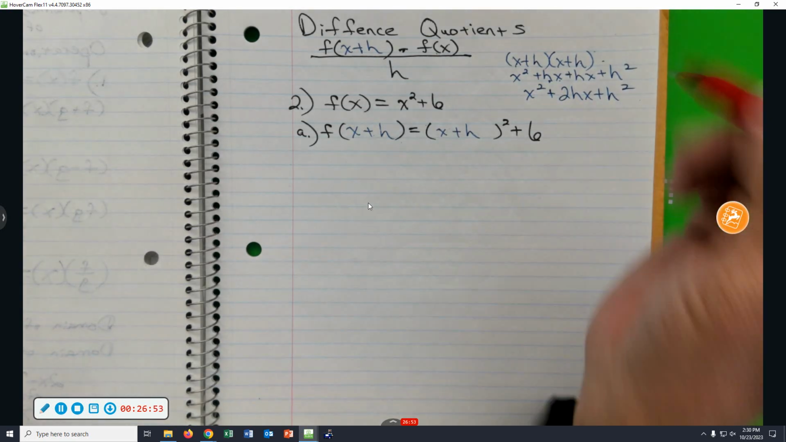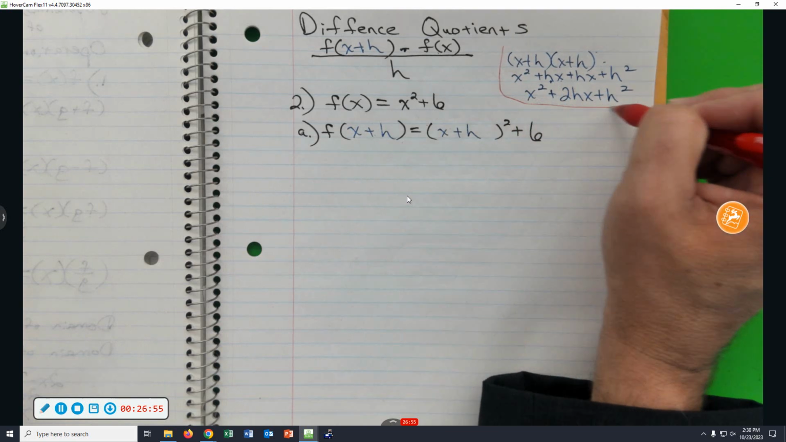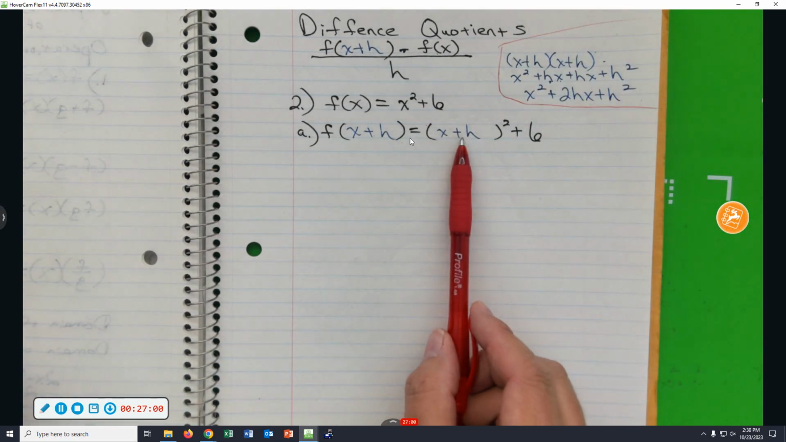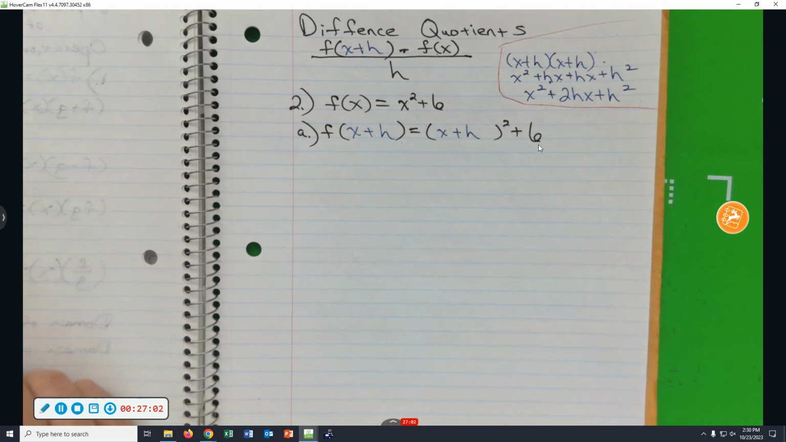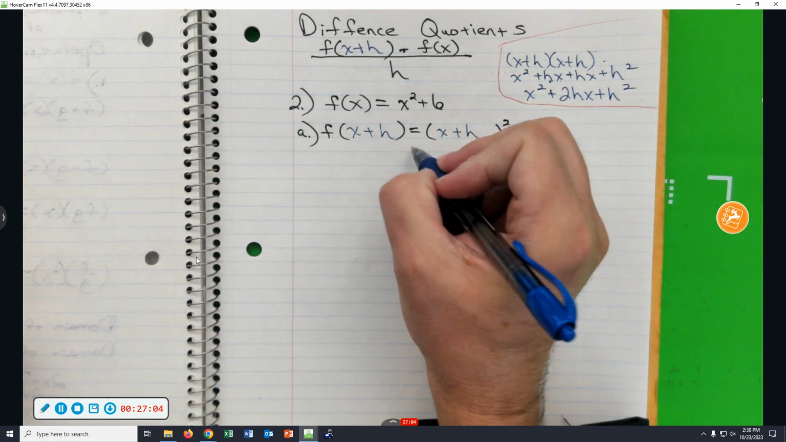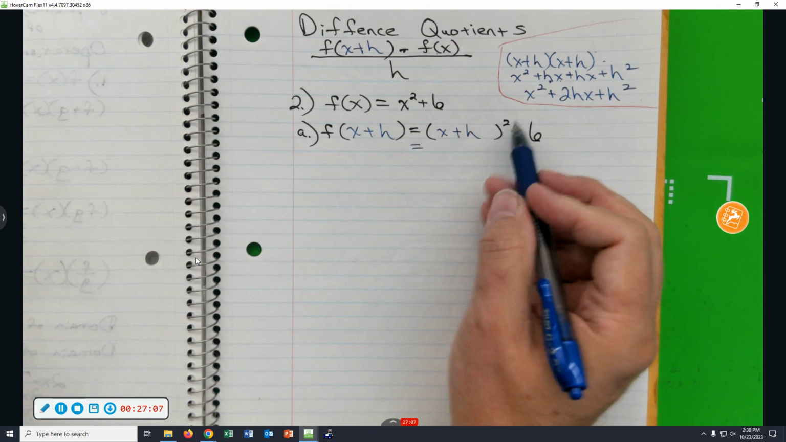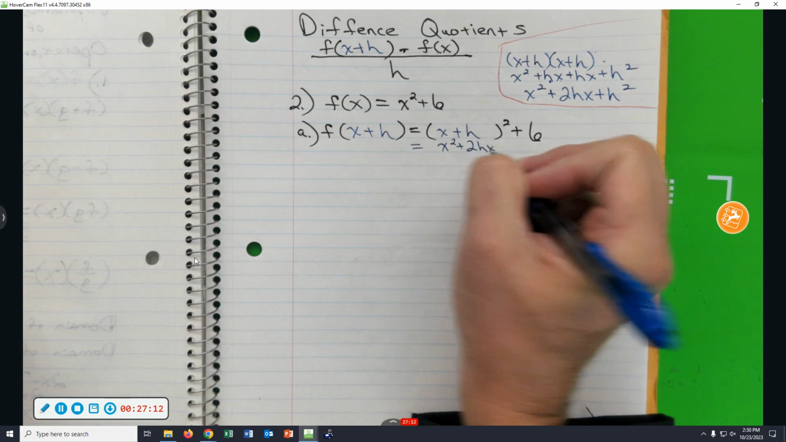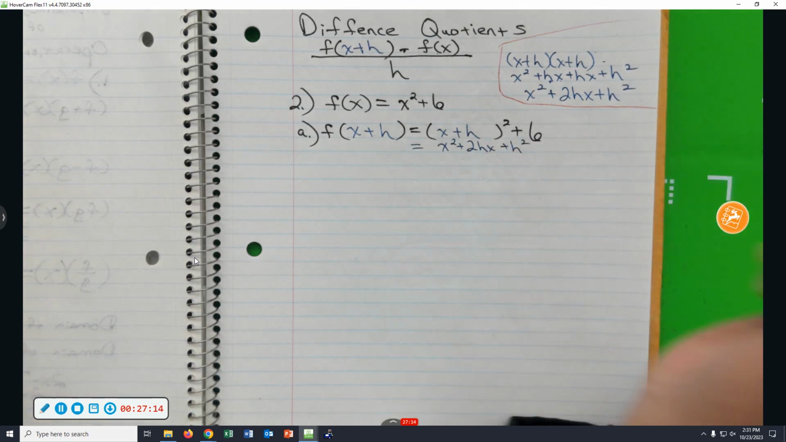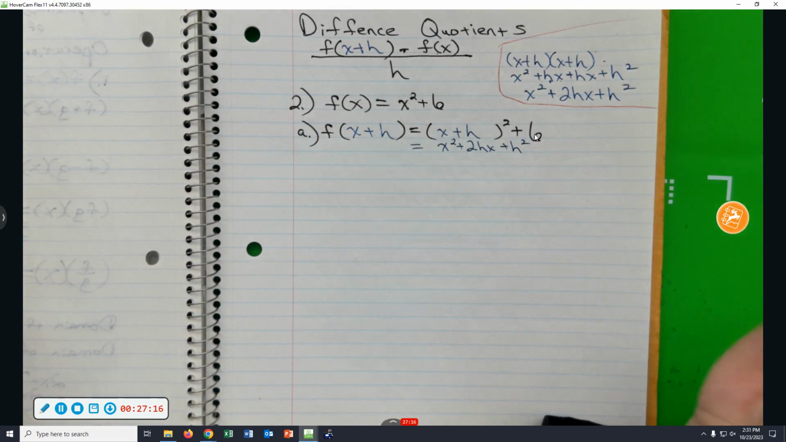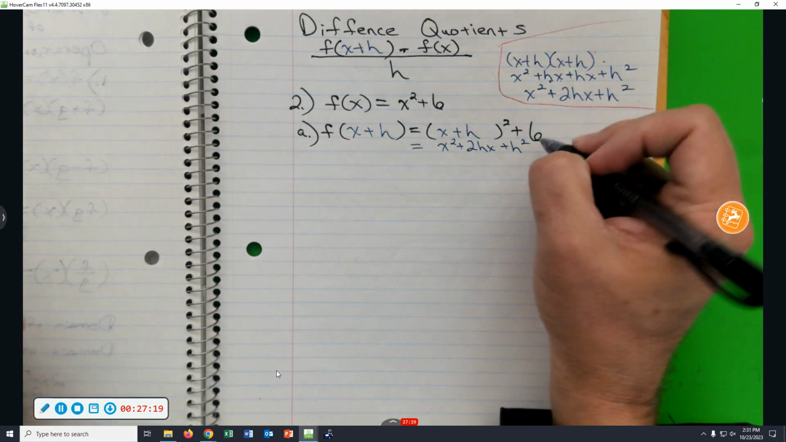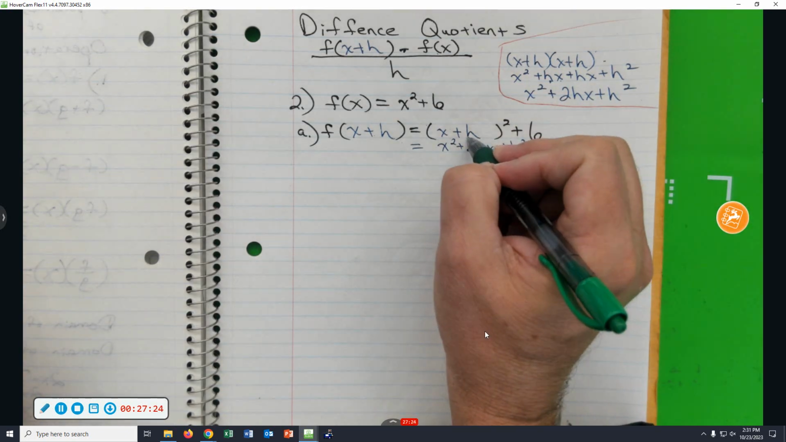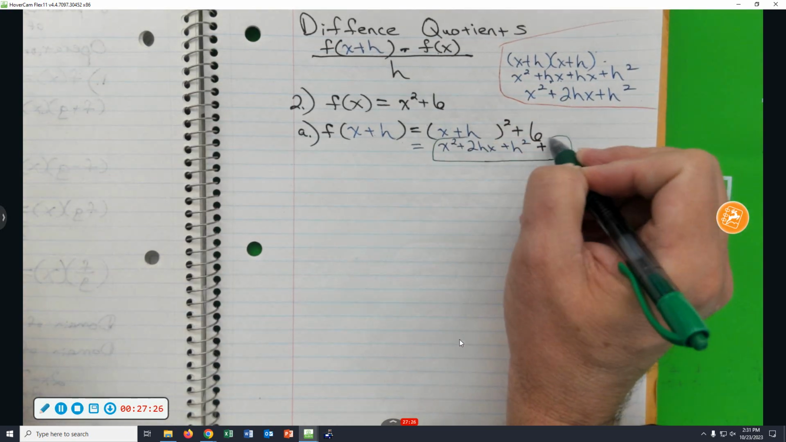This is just my little scratch work. I'm foiling out the x plus h quantity squared. So I can write that down. In place of x plus h squared, I know that that equals x squared plus 2hx plus h squared. And what else do I have stuck on there? Plus 6. That's right. And notice there are no like terms, nothing to combine there. Here's the answer for f of x plus h.